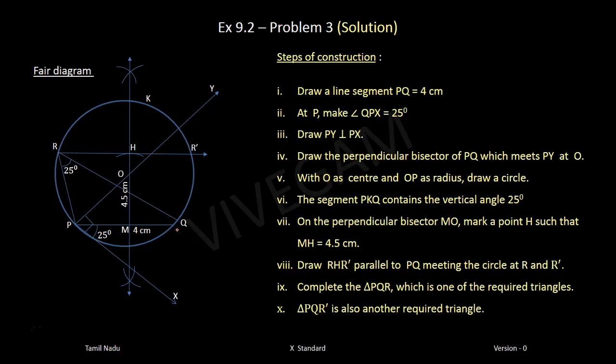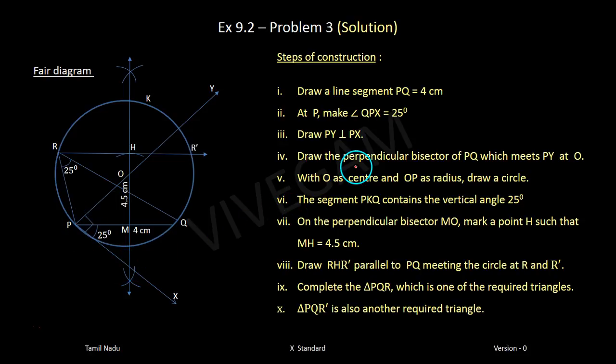Okay, so let's go through the construction. So first step, draw a line segment PQ equal to 4 centimeter. That's what we did. We drew PQ of 4 centimeter. Then at P, make an angle QPX equal to 25 degrees. So what did we do? We drew a line PX at an angle of 25 degrees. So that angle QPX is 25 degrees. Then draw PY perpendicular to PX. So next step was we drew PY which is perpendicular to PX.